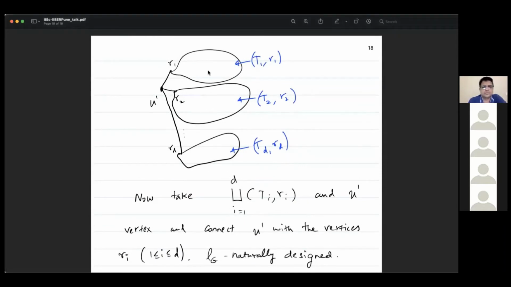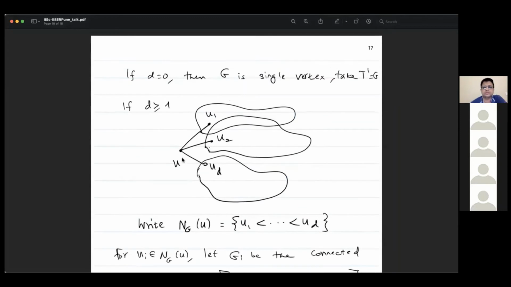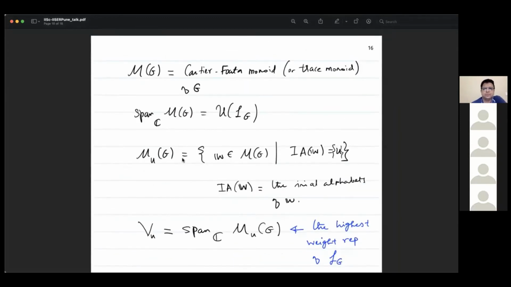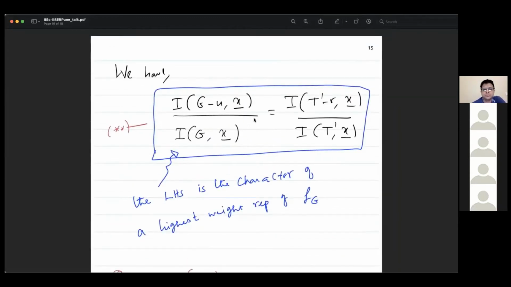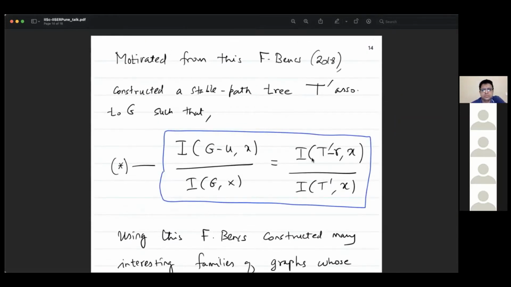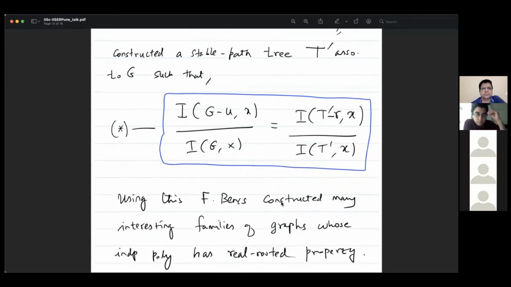So what was it about real rootedness over here in this setting, or for general independence? So the real rootedness actually, see, this is the thing here. If you look at this identity, maybe the one variable identity, you need to understand the independence polynomial of this T dash. Okay, because the independence polynomial of the tree is not that easy to understand. So what Banks did actually, he constructed some interesting families of trees which have that real rootedness property, and he used that.